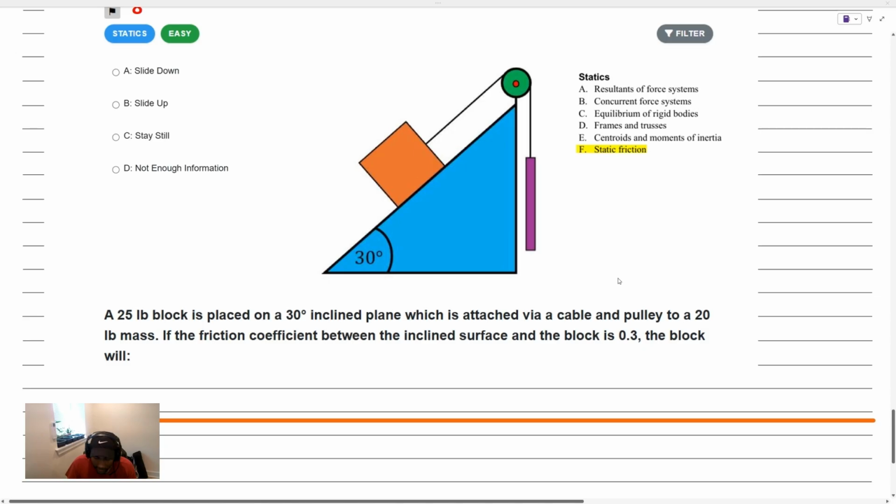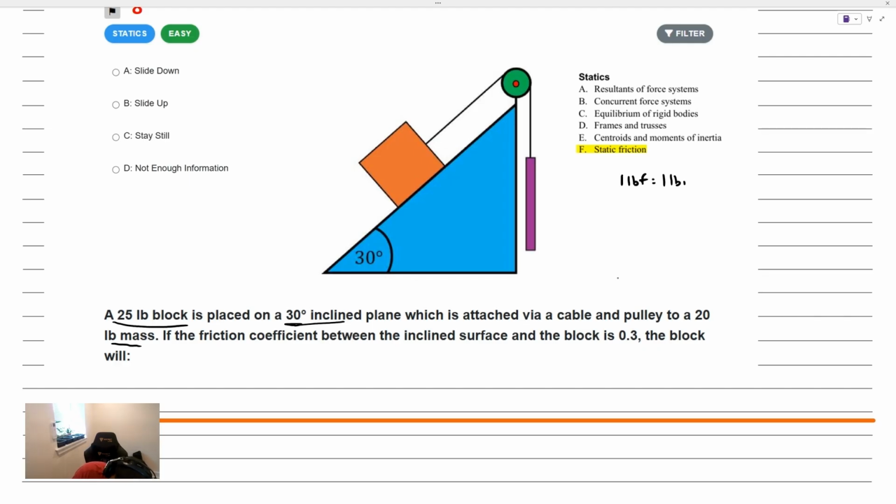In this problem here, we have a 25-pound block. It's placed on a 30-degree inclined plane, which is attached via cable and pulley to a 20-pound mass. Remember the idea of the English system, right? They put gravity inside the definition, right? 1 pound force is equal to the amount of force necessary to accelerate 1 pound mass at a rate of 32.2 feet per second squared. Because they put gravity inside of the definition, we know that 25-pound mass is the same thing as 25-pound force.